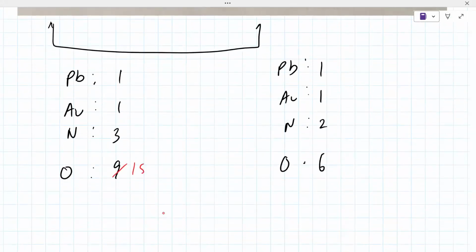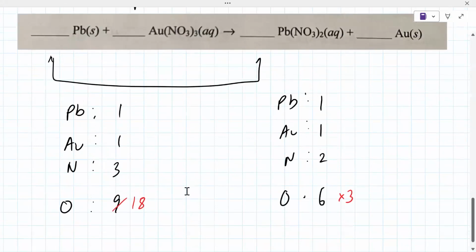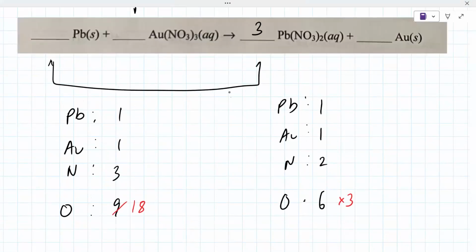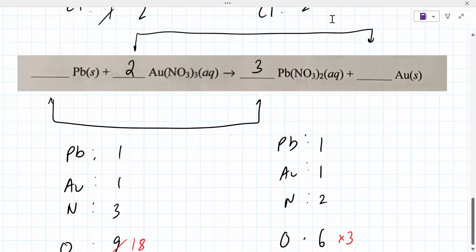So if this goes to 18, to get the O over here to 18, you have to multiply by 3, which means putting a 3 in front of this. And now it's like, how does that change everything? And then 2 here gets you to the 18 there. So now that we've got these two balanced, we know from these arrows that these are also going to be the same. So it tells us what goes in the other ones.